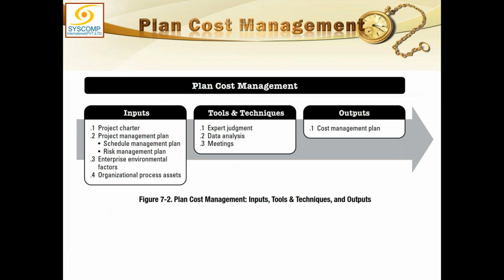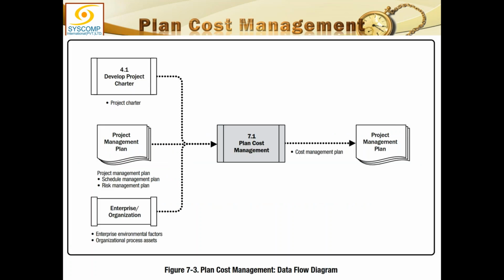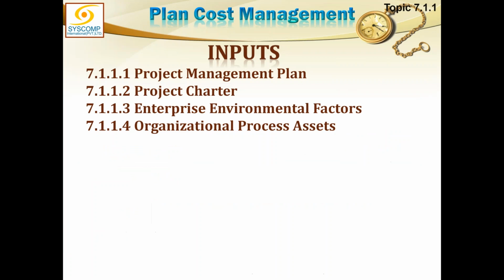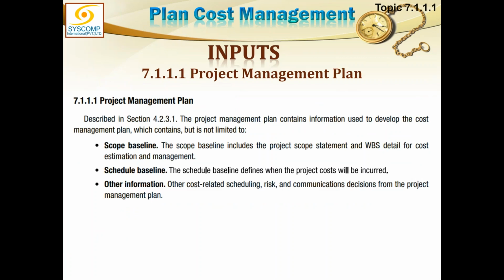This was the first slide, which shows the inputs, tools and techniques and outputs. This was the data flow diagram showing the cost management plan is the only output getting into the project management plan and the inputs from where they are coming. Then we discussed the inputs. In inputs, we said the project management plan will include the cost baseline, schedule baseline, scope baseline, and any other information that may be related to cost.